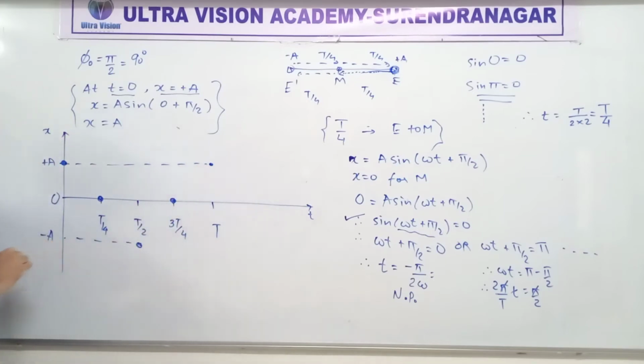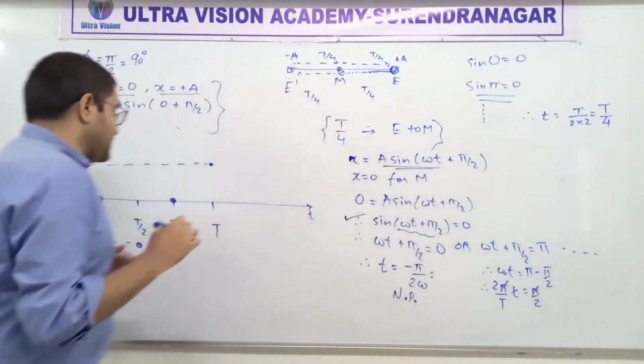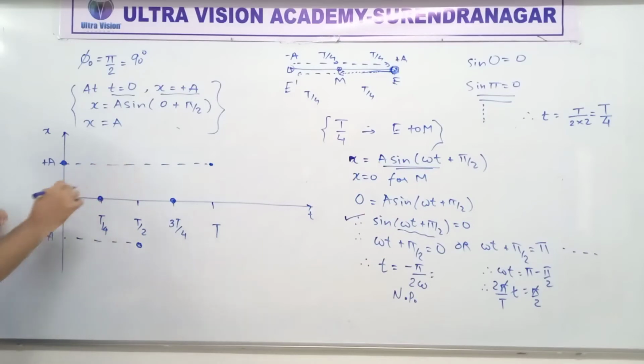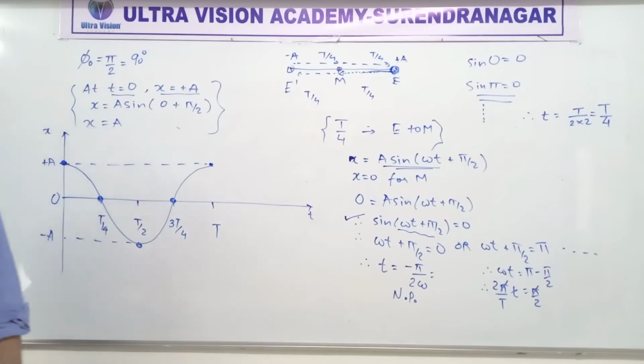So this is what we have. Now we have to join these points, again not by a line, because the graph of sine cannot be a straight line. So you have to draw that curve like wave. Did you understand the graph?